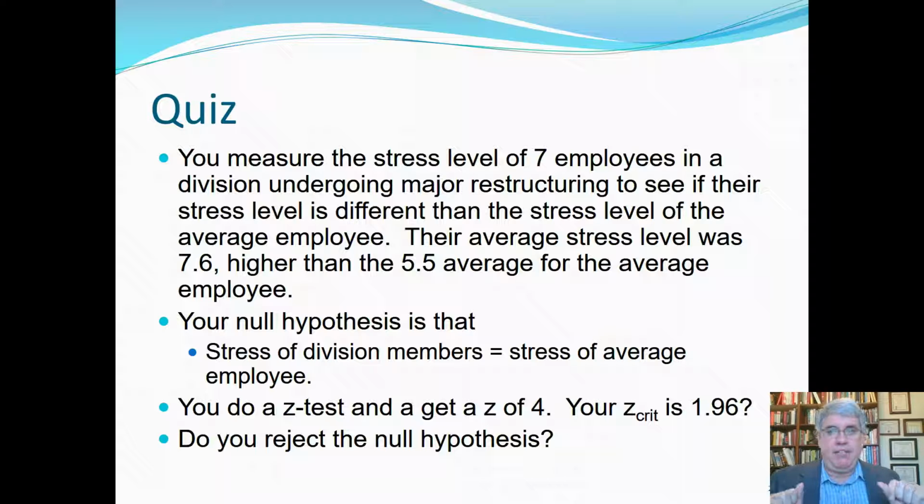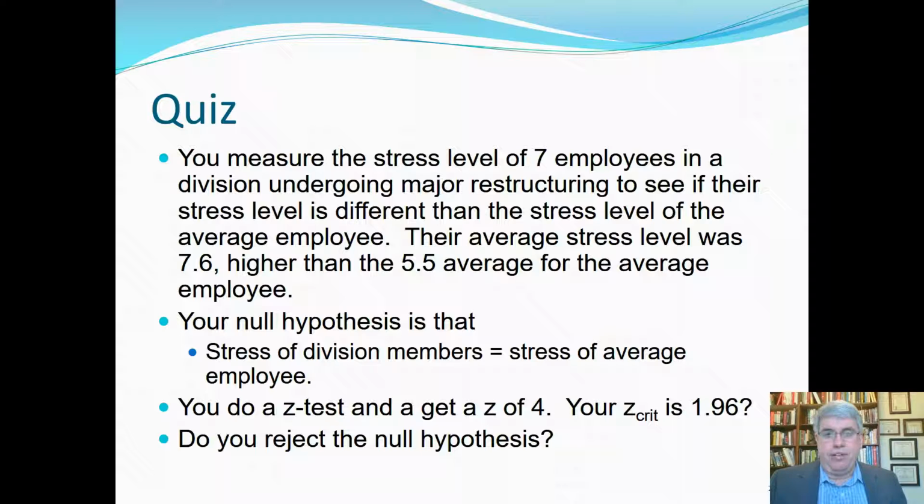We want to find out if that's statistically significant, to see if, oh wow, in this division that's being restructured, people are more stressed. Or, oh well, this is kind of what we could expect if we just had a sample of 7 people and they weren't more stressed. So your null hypothesis is that the stress of division members equals the stress of the average employee. There's no difference. You do a z-test and you get a z of 4.